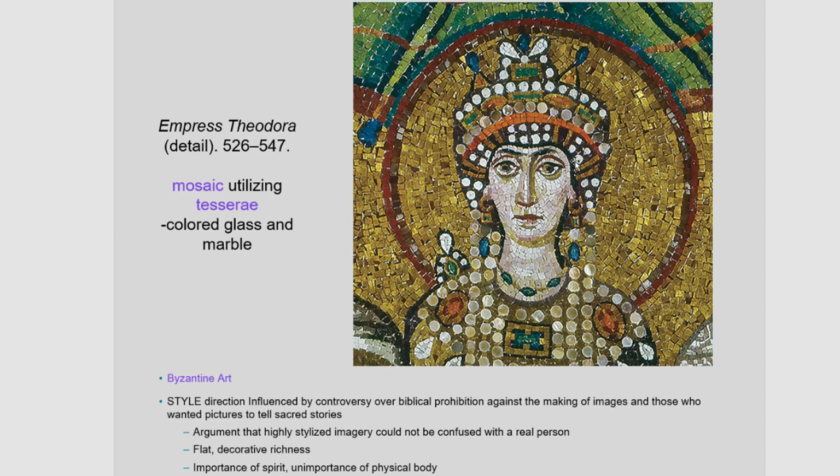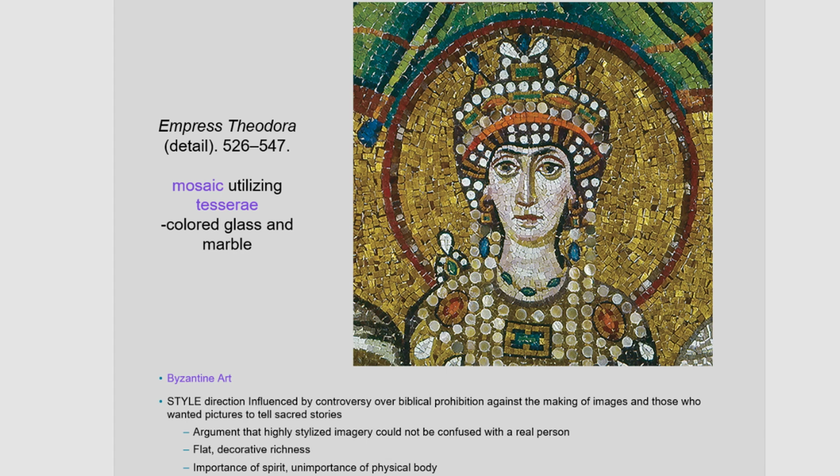This is Empress Theodora. Famous Byzantine art uses a lot of mosaics, and these mosaics use what's called tessera. Tessera is colored glass and marble. This style direction, again, is because that's what that culture wanted. In particular, this was influenced by a controversy over the biblical prohibition against worshiping graven images, right?